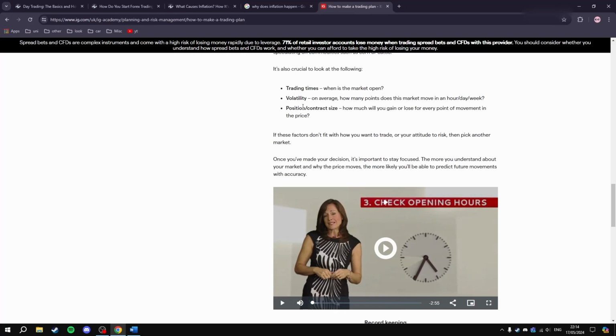Once you've made your decision, it's important to stay focused. The more you understand about your market and why the price moves, the more likely you'll be able to predict future movements with accuracy.